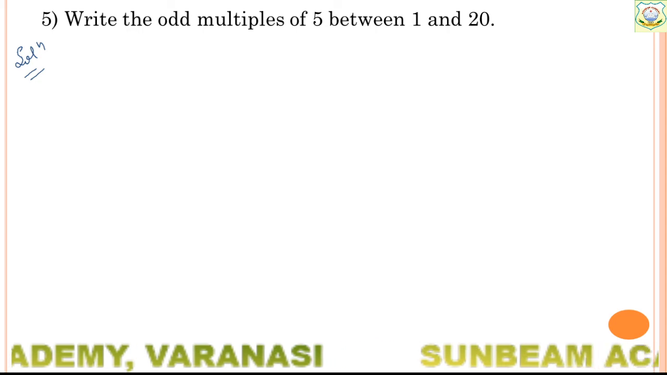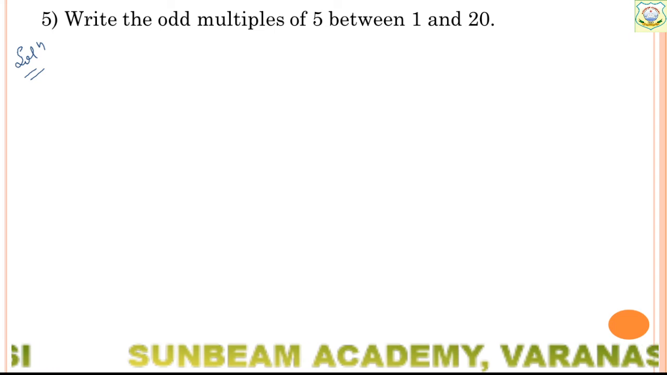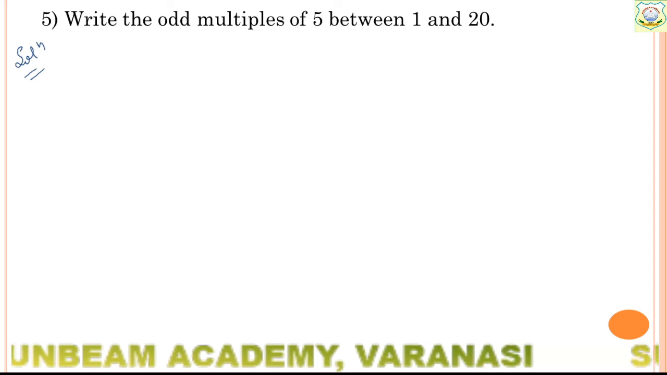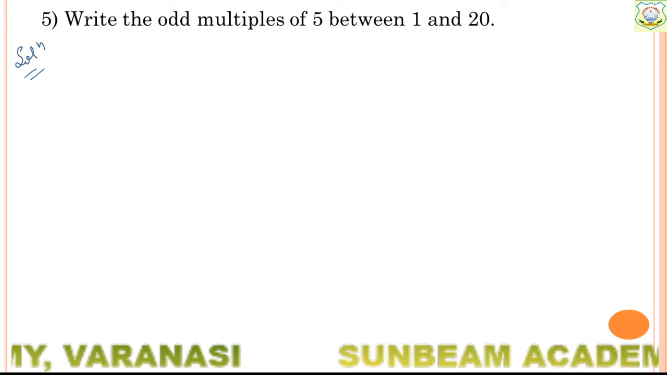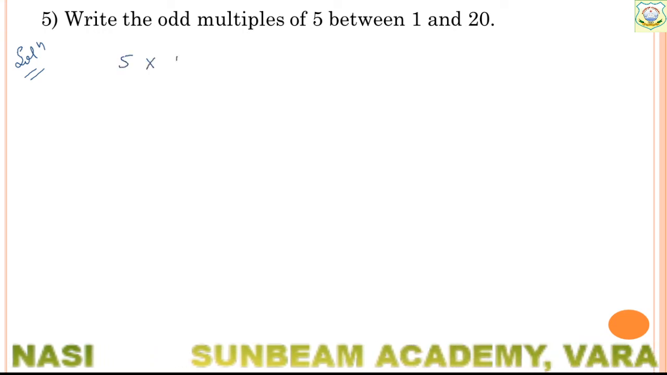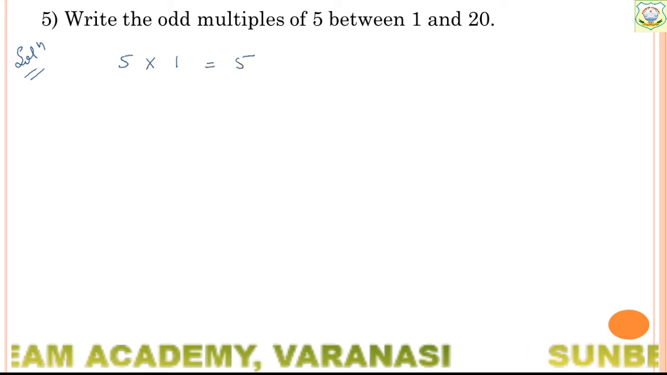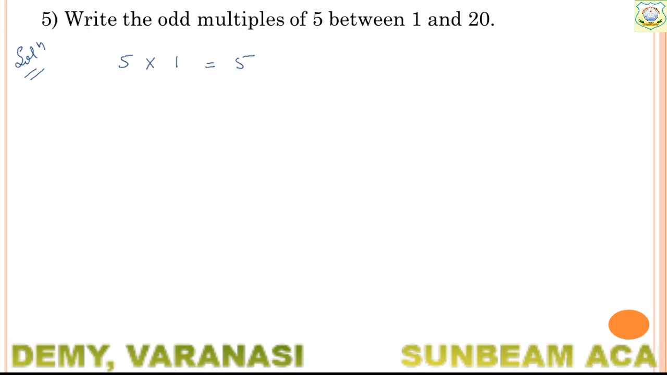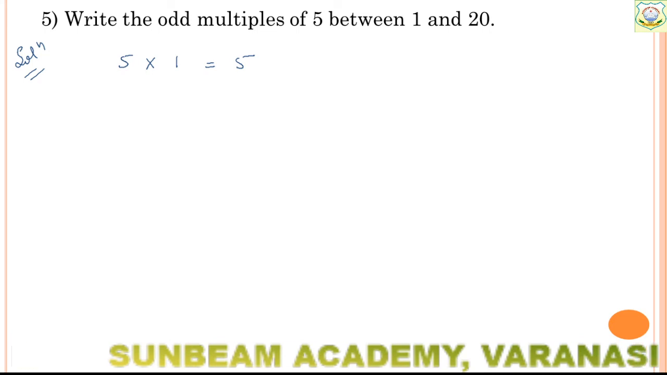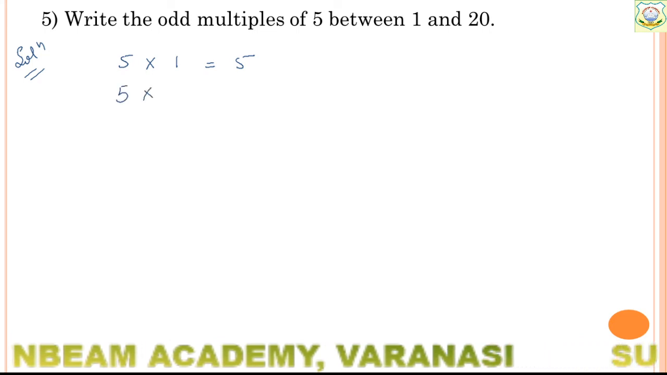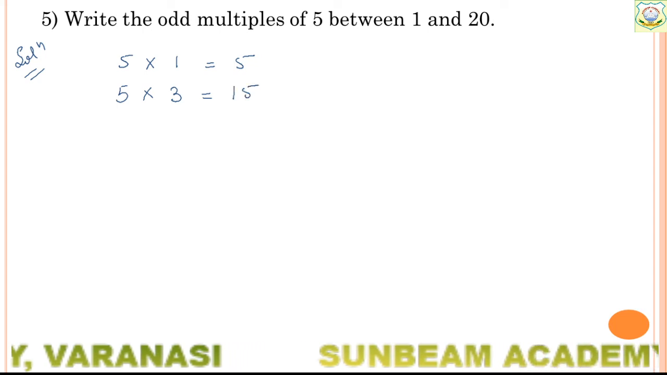Okay. Now let's do the question. So now, here we have to write 5 multiplied by 1 equals 5. Then from which number? Odd is mentioned. See here, it is mentioned odd. So now 5 multiplied by 3. 5 multiplied by 3 is 15.